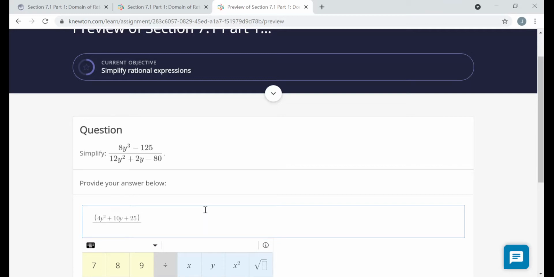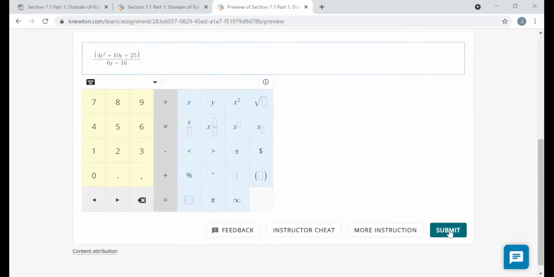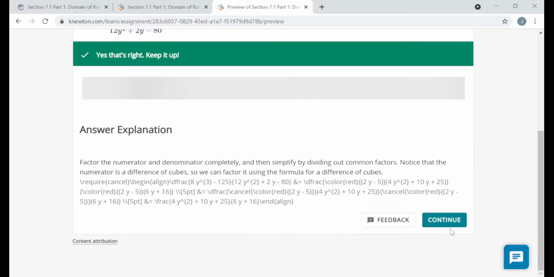Alright, now, again, the reason I put all that in parentheses is so when I hit the slash button, it all goes in the numerator, right? Then denominator 6y plus 16, right? Or 2 times 3y plus 8. And I'll leave the parentheses this time, it doesn't matter. Great.